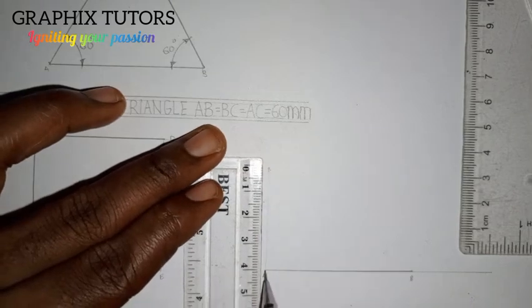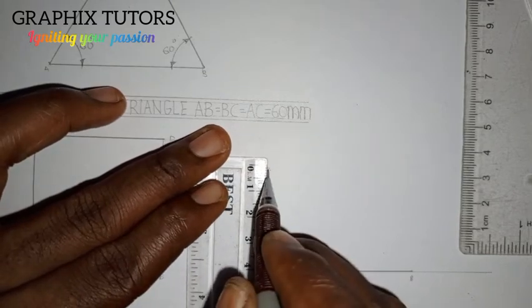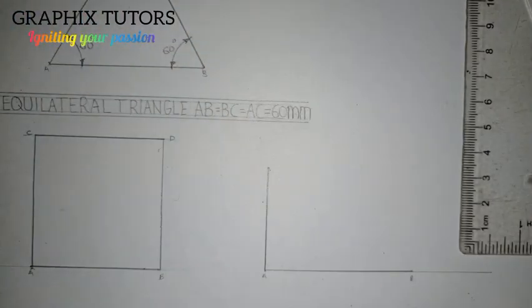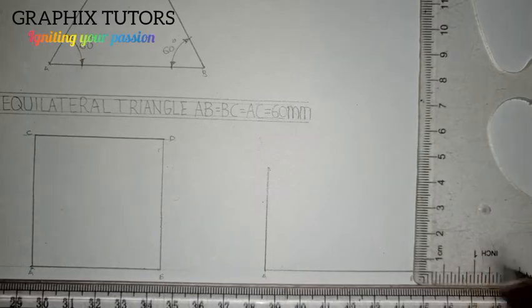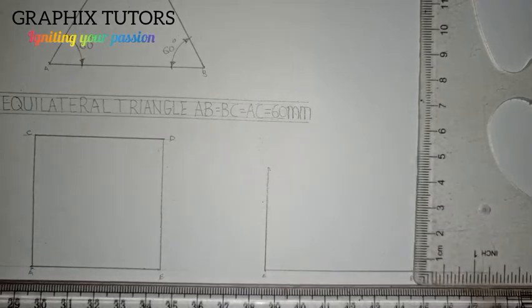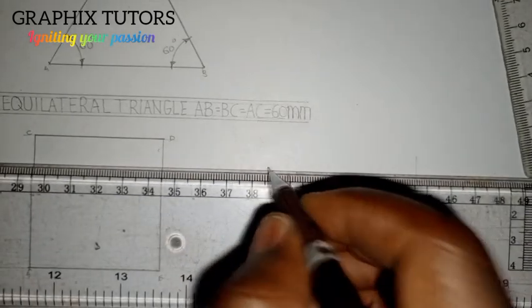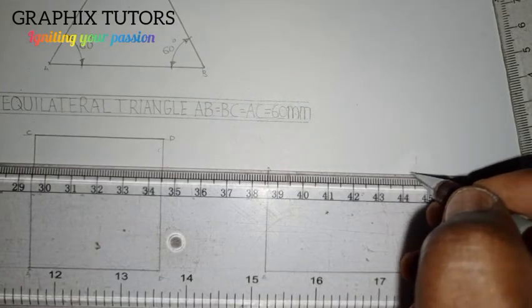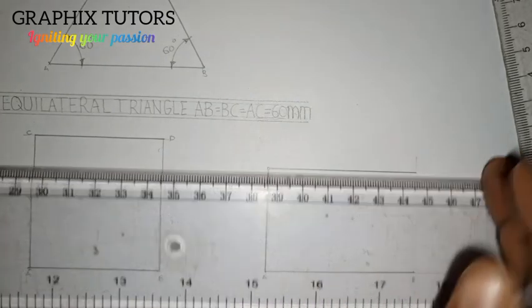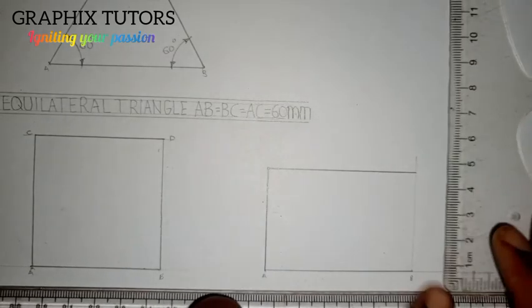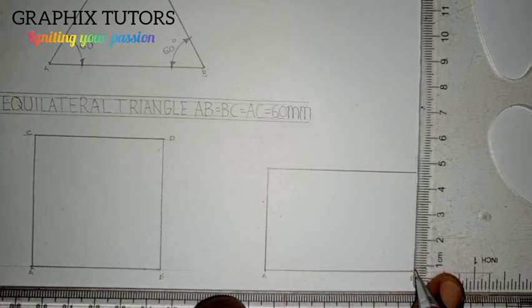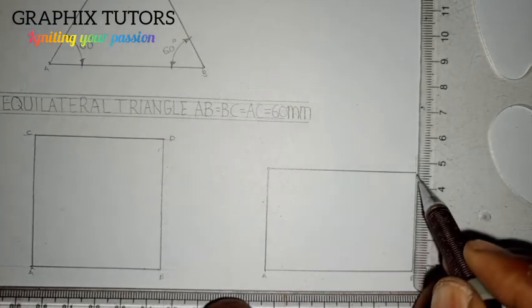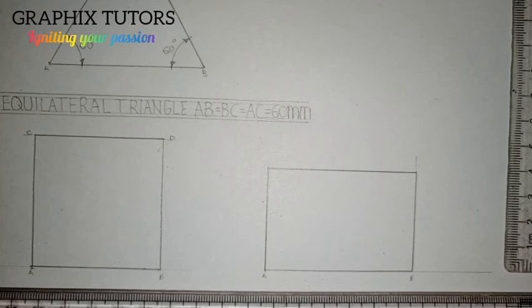So let me just complete that from here. Now this is a good example of an irregular polygon, because all the sides are not equal, right? AB is not equal to BC. So you call the rectangle an irregular polygon.